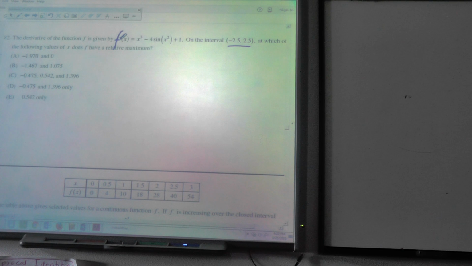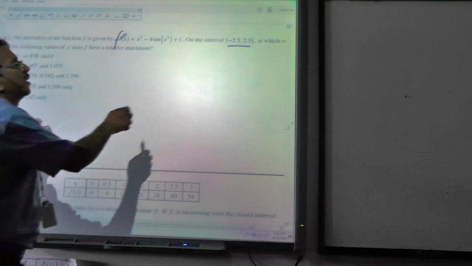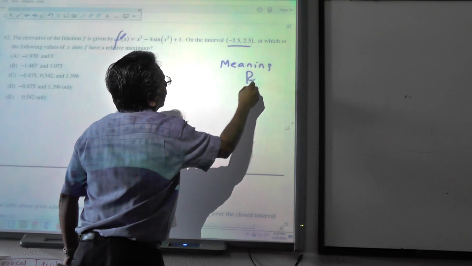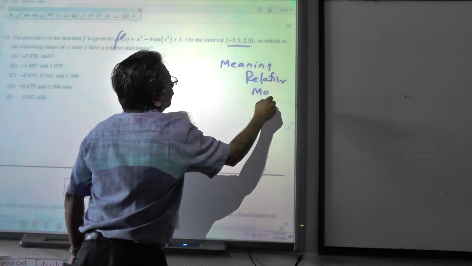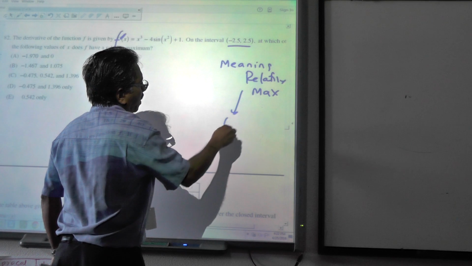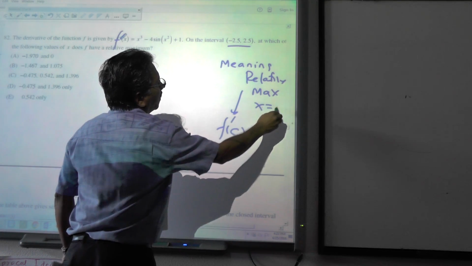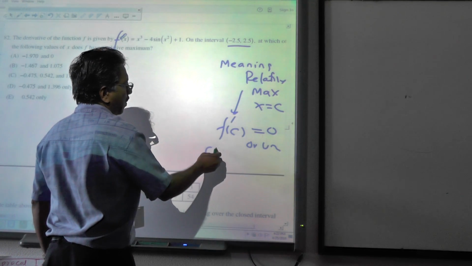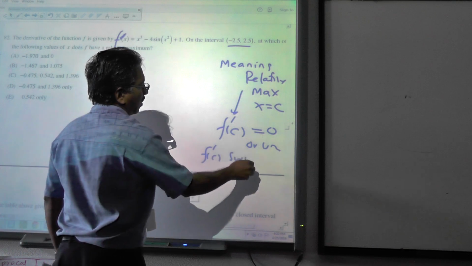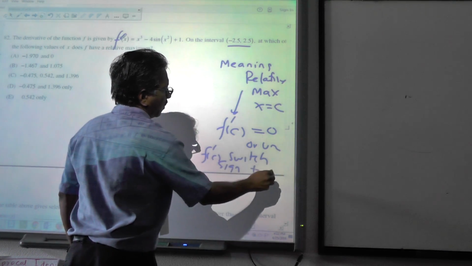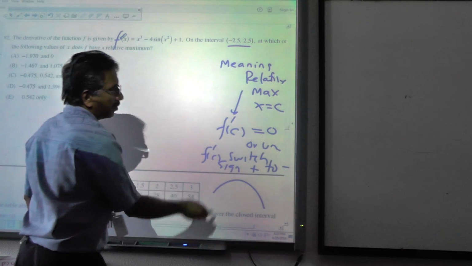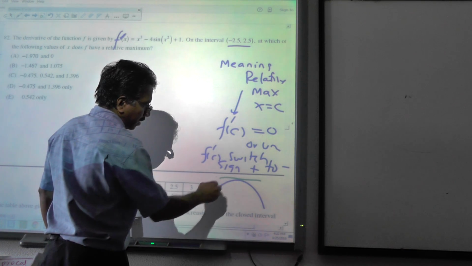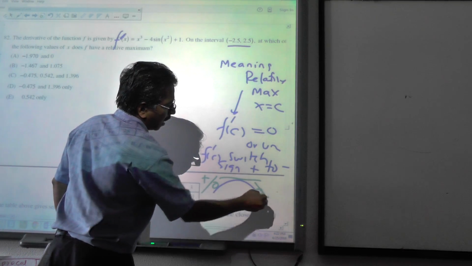Now, what is the meaning of relative maximum? First of all, you have to see where the derivative is 0. So you have to understand what a relative maximum or minimum means. First, your derivative at x equals c has to be either 0 or undefined. And secondly, if you want a maximum, the derivative must switch sign from plus to minus. So here it is 0, but here it's plus, and here it is minus.